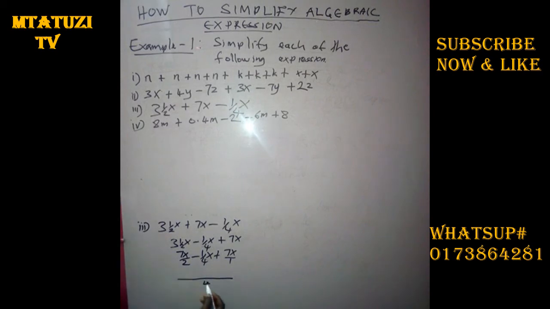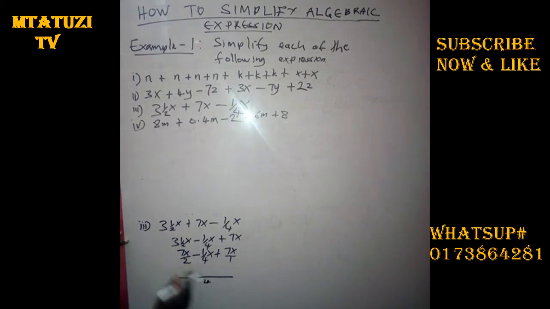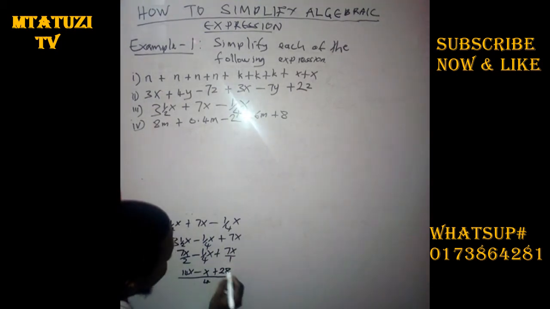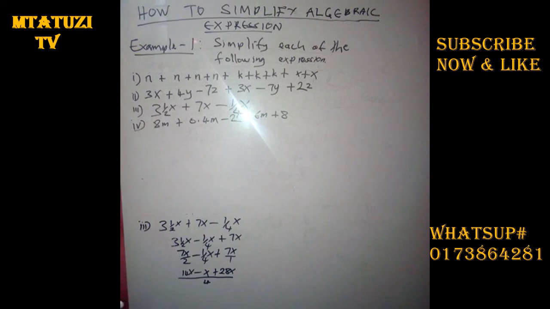So therefore, we take 4 divided by 2. We get how much? 4 divided by 2 is 2. 2 times 7, you get 14x. Minus 4 divided by 4, 1. 1 times x, x. Well, you get x here. Plus 1 divided by 4, you get 4. 4 times 7, you get 28x.